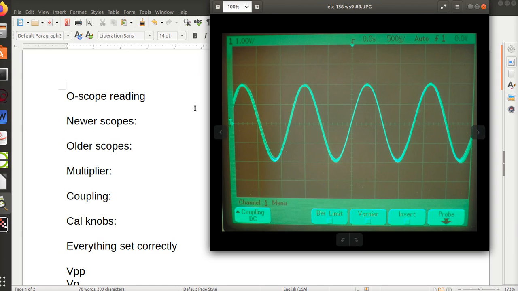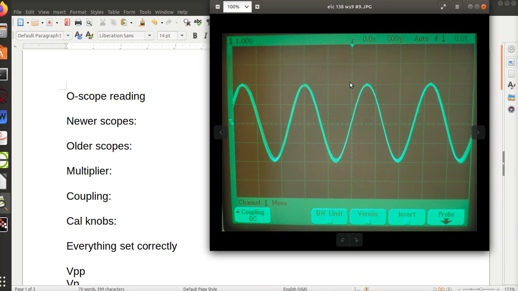Newer scopes have the vertical and horizontal divisions usually on the screen. So like in this picture, this is a newer scope, even though it's a number of years old, and it's telling me that I've got 1 volt per division. My voltage typically on an oscilloscope is up and down, so each of these little squares represents 1 volt. As I change my range knob on the oscilloscope, you'll see this number change. Okay?